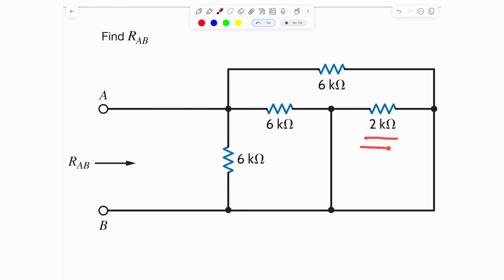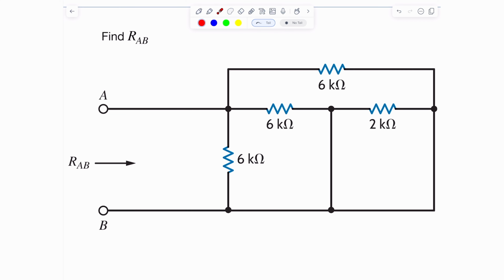So what do we do with the 2 kilo ohms? Well, let's take a look at it. Is it in parallel with any of them? Well, it does share one node with the 6 kilo ohms, but the other one doesn't share it with it. And so it does share this node with this 6 kilo ohm, but it doesn't share the other node with it. So it's not connected in parallel with any of them.